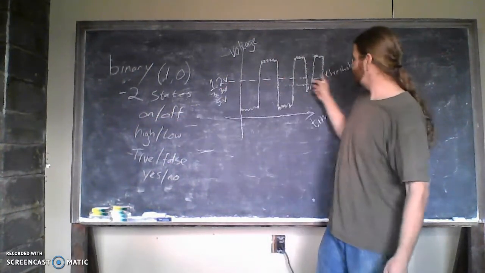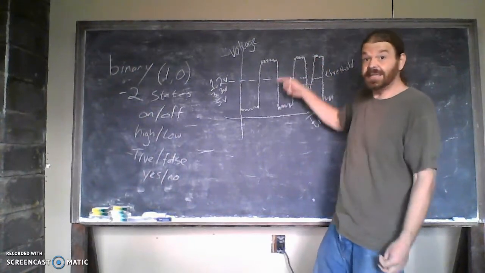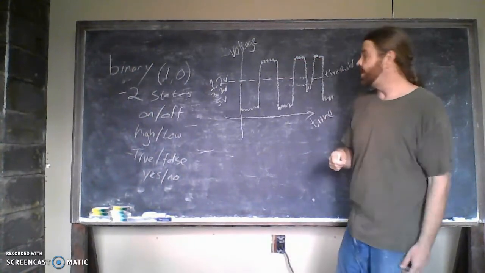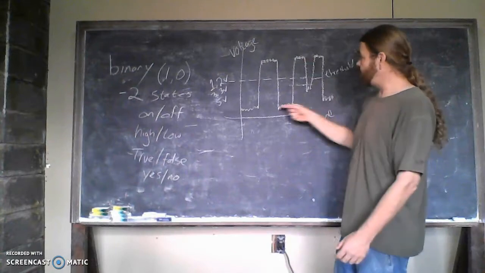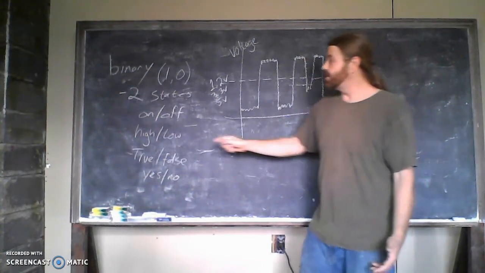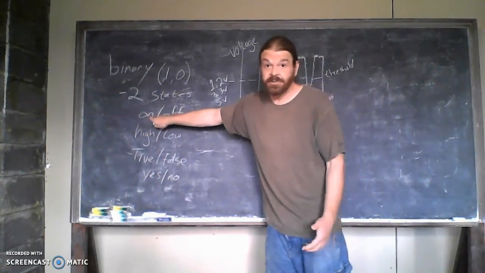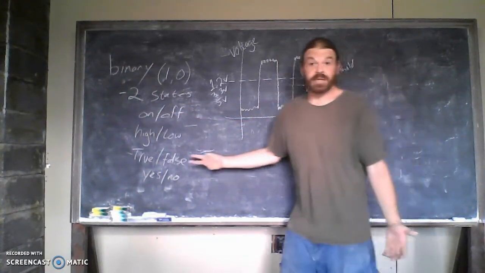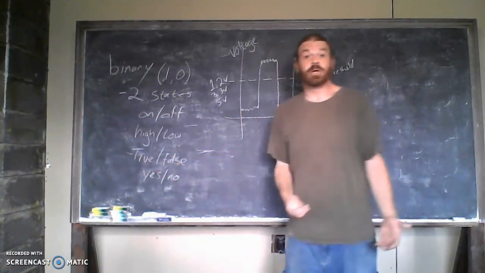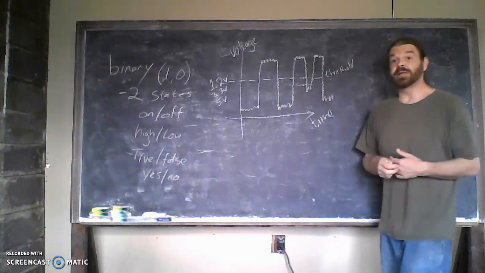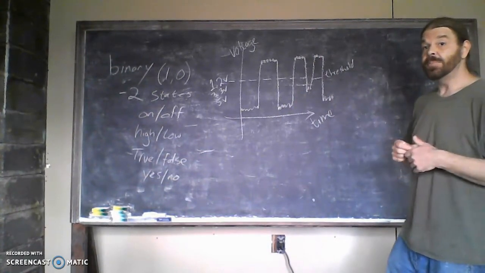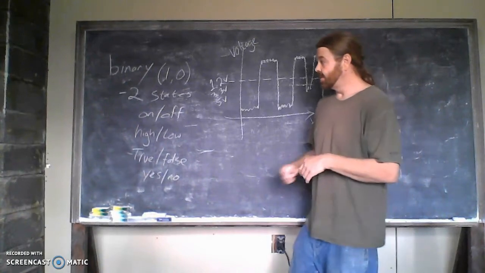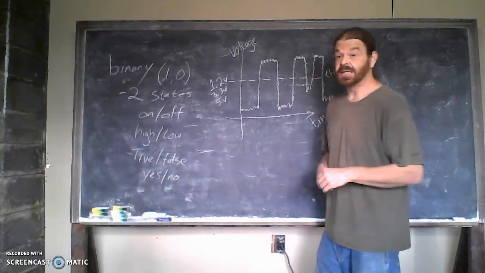The high voltage above our threshold, that means there's enough to turn on a component. And low voltage, below the threshold, that means there's not enough to turn on our component, so it's going to be off. But in some situations, true or false, yes or no, or different binary terms might be better for understanding. So that's going to change situation to situation.